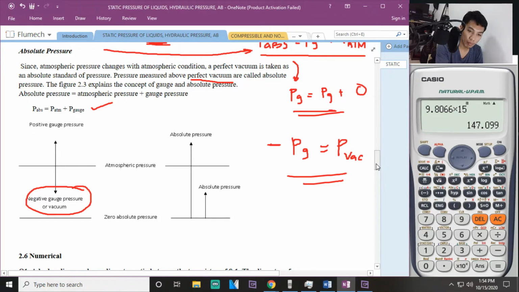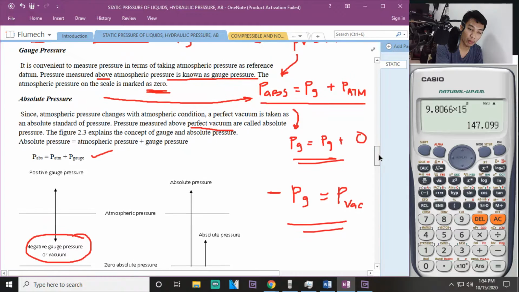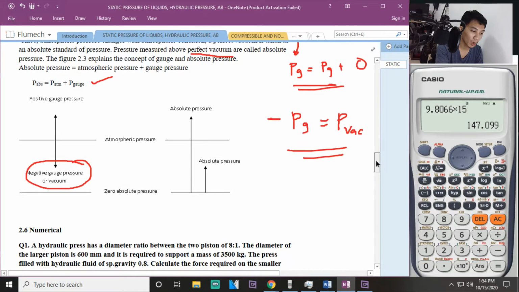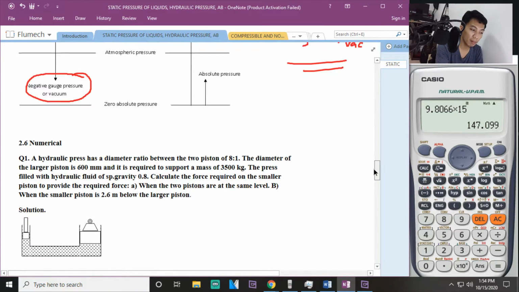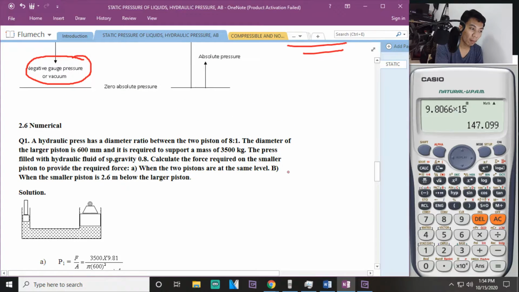Okay? So, paano mo maka-counteract yung vacuum? Ma-minus mo lang yan. And then, paano siya? Ganito. Mas maganda gamitin natin, ito example na to. Yung piston. A hydraulic press has a diameter ratio between two pistons, 8 to 1. Ibig sabihin, 8 times ito. The diameter of the larger piston is 600 mm.